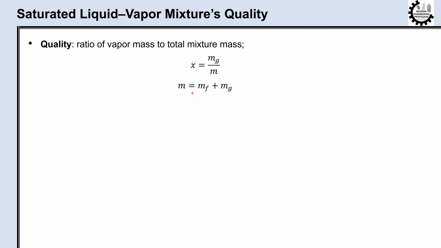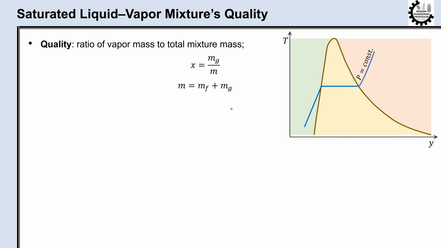An important thermodynamic property that is used to characterize the saturated liquid vapor mixture is quality, or x. It is defined as the ratio of the mass of vapor to the total mass of the mixture, with total mass being the sum of the liquid and vapor masses. It has a value between 0 and 1. The extreme values of 0 and 1 correspond to the two ends of the saturated mixture: 0 for saturated liquid and 1 for saturated vapor.